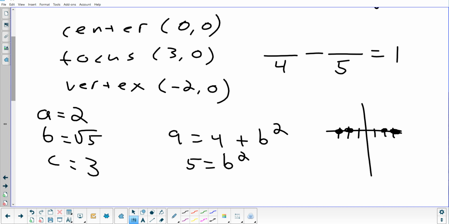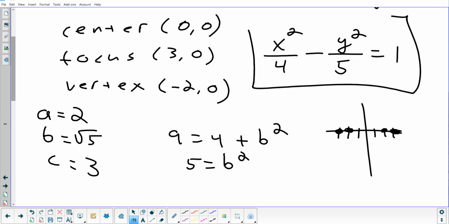So which way do I want my transverse axis to go? Yep. Horizontal. I want it to go right through all those points. So I want it to be horizontal. Which letter is the horizontal? X or Y? Yeah. X. So you want the X to be the positive one. You want the Y to be with the negative. And that's your equation. Any question on the equation?